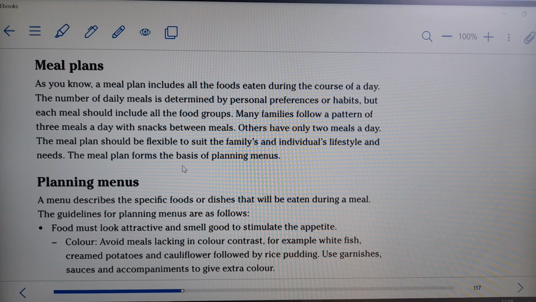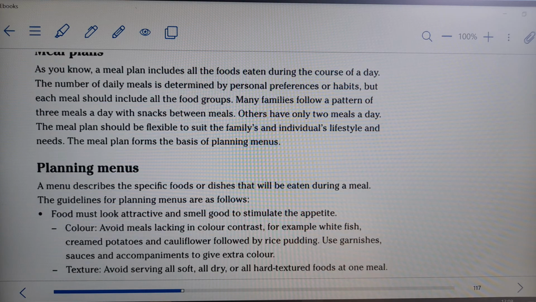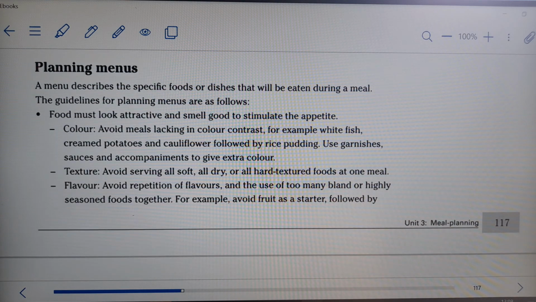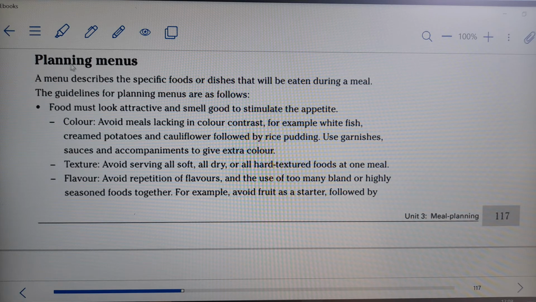The meal plan forms the basis of planning menus. So we should plan our menus. We don't decide at 4 o'clock what we are eating tonight. Okay, let's see how we plan menus. A menu describes the specific foods or dishes that will be eaten during a meal. The guidelines for planning menus are as follows.